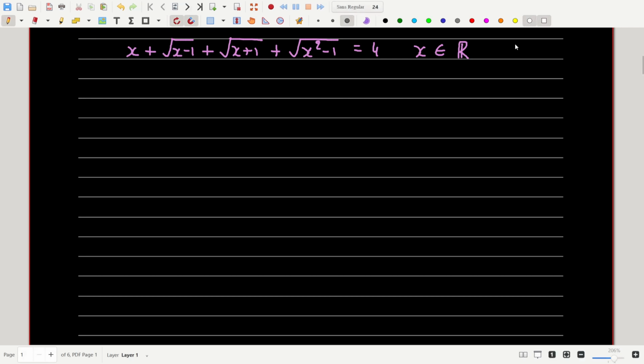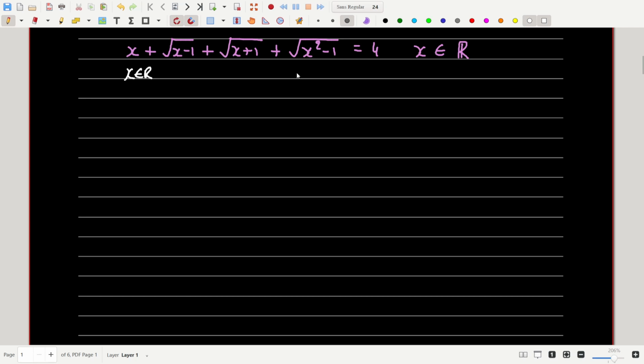So first of all, let us look at the domain of this function on the left-hand side, which is x plus under root x minus 1 plus under root x plus 1 plus under root x square minus 1. Now let us look at the first term, which is x. So x can be any real number. X minus 1 under root, so this has to be positive.